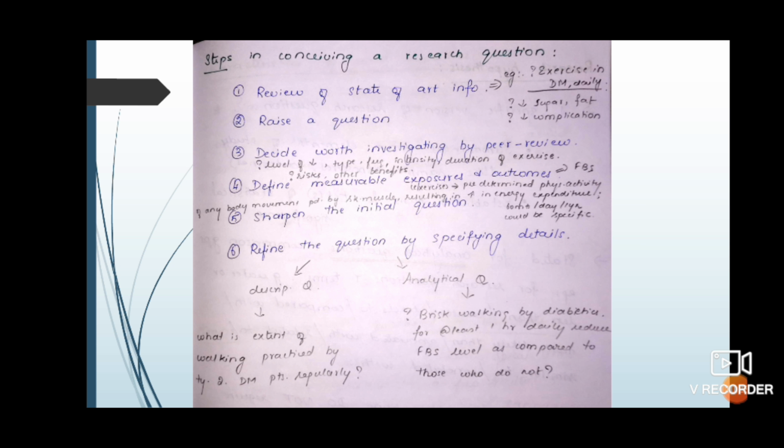And then we'll have to define the measurable exposures and outcomes: what we are measuring, how you will know that the complications are reducing, how you will know that they are getting benefit from the exercise, what you're going to measure.